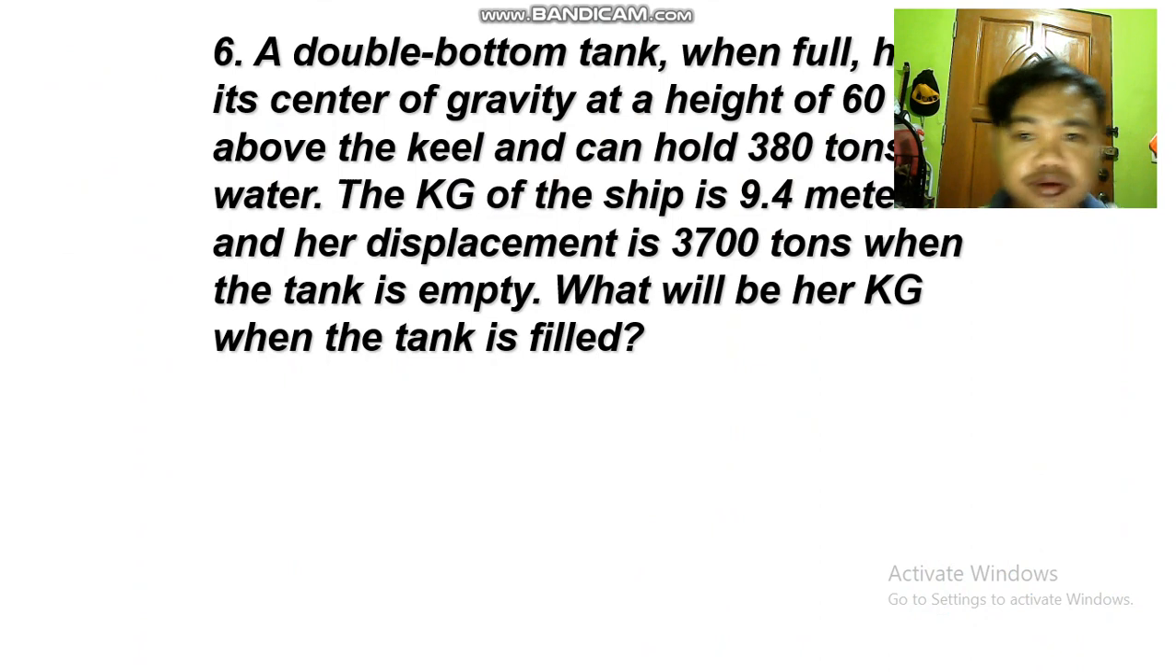Now we have a problem example. A double bottom tank, when full, has its center of gravity at a height of 60 cm above the keel and holds 380 tons of water. The KG of the ship is 9.4 meters and her displacement is 3,700 tons. When the tank is empty, what will be her KG when the tank is filled?